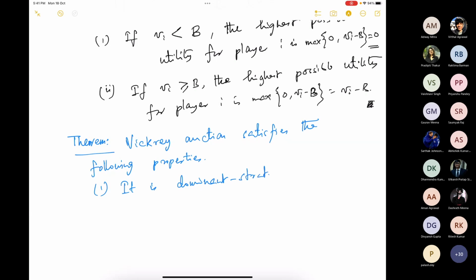Dominant strategy incentive compatible, DSIC for short. Whenever in an auction scenario the best strategy of the players is to report truthfully or participate truthfully in the system, such a system we call dominant strategy incentive compatible.